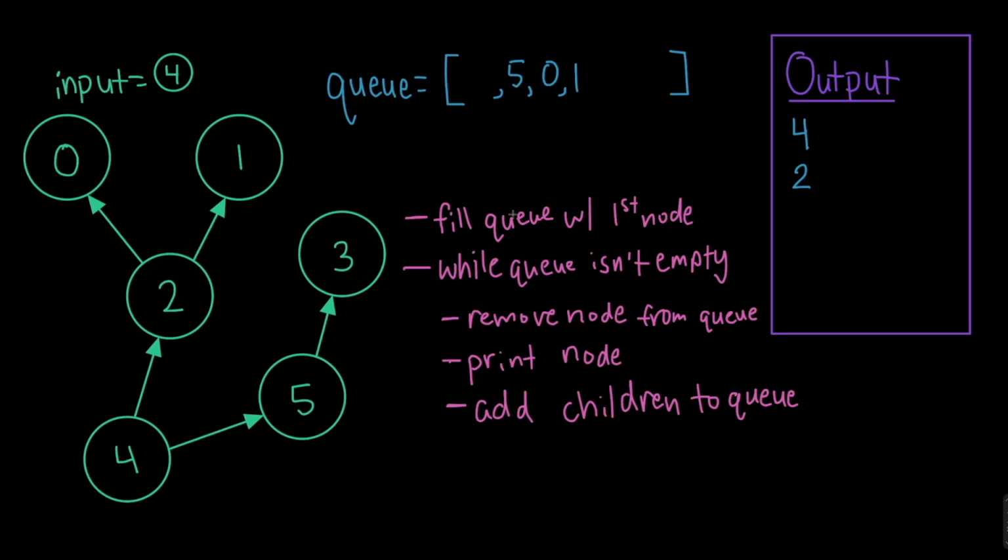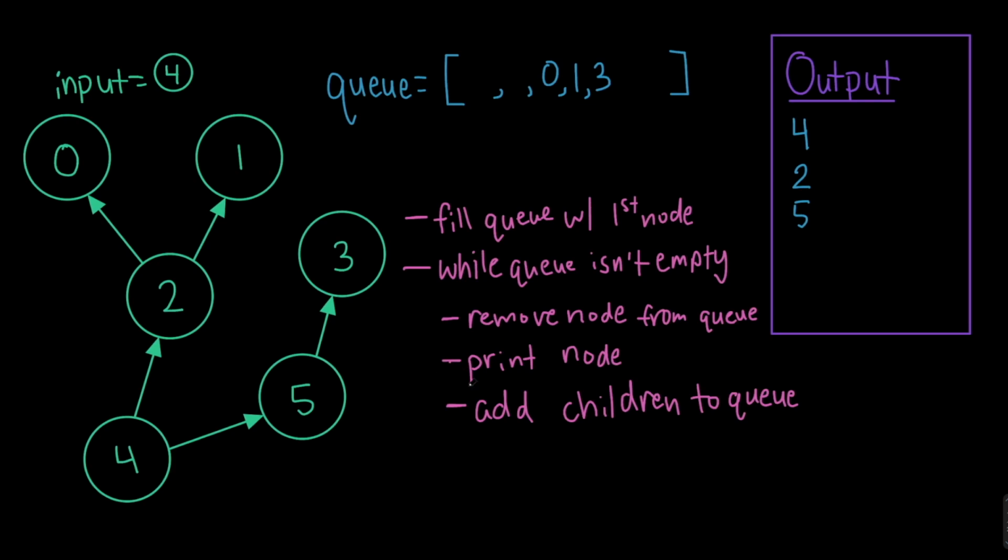Next we finish this iteration. Now we go back to the top of here, because we're on the next iteration. So we say, all right, remove the next node from the queue. That's going to be the 5 node. And then we're going to do 2 things. We're going to print it and add its children to the queue. So we come over here and we print it, and then we add its children to the queue. There's only 1 child, which is the 3 node. So let's add that here.